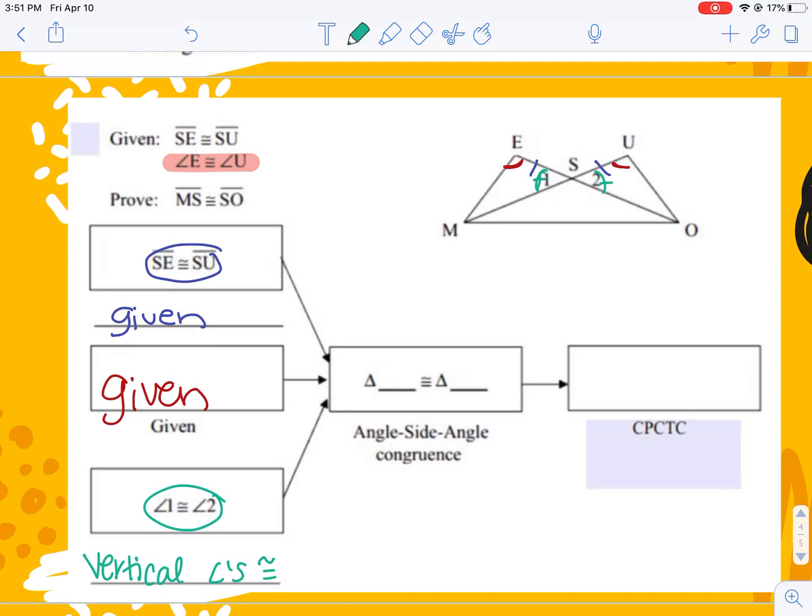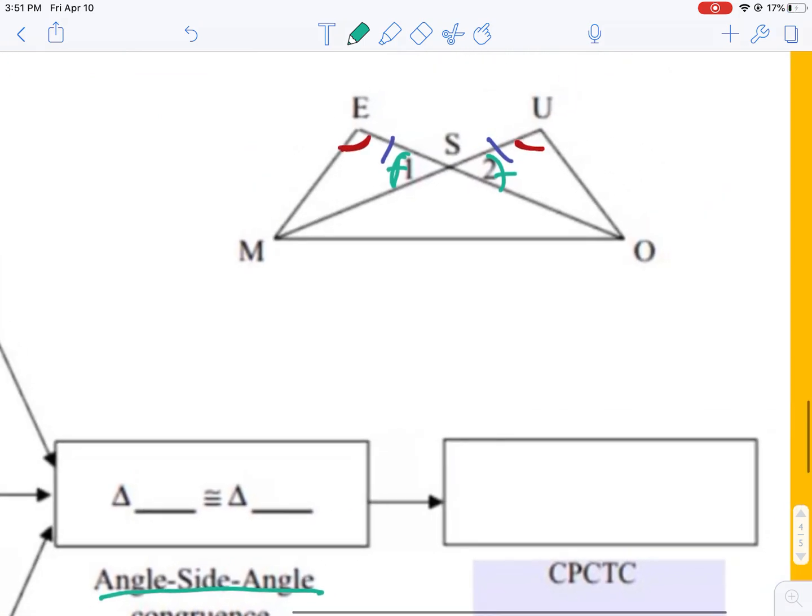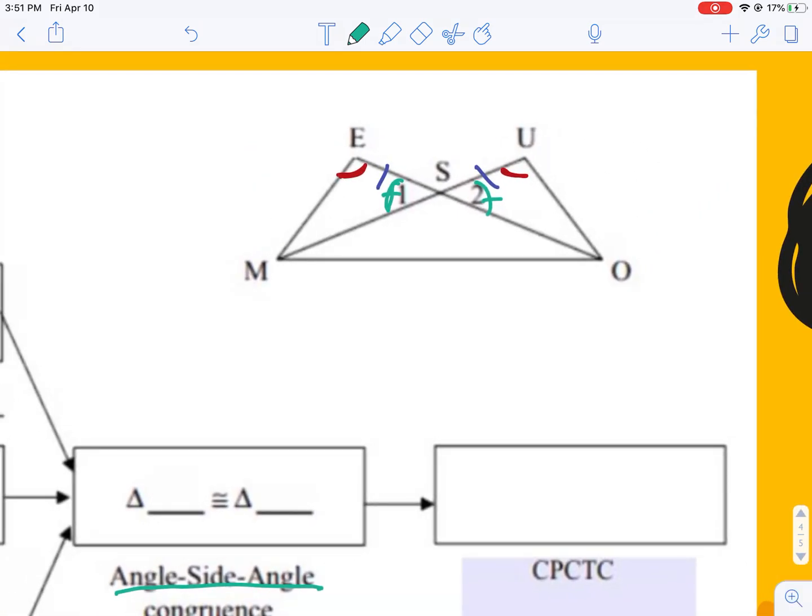Those 3 parts will come together to prove 2 triangles congruent by angle, side, angle. And here I have a choice. It'll be triangle if I do MES for my first triangle. M matches up with O. E matches up with U, so I have OU, and S matches up with S. If I had put ESM, I would need to put USM. If I had put SEM, I would need SUO. Okay, so you have to make sure that your letters match up in those triangles.